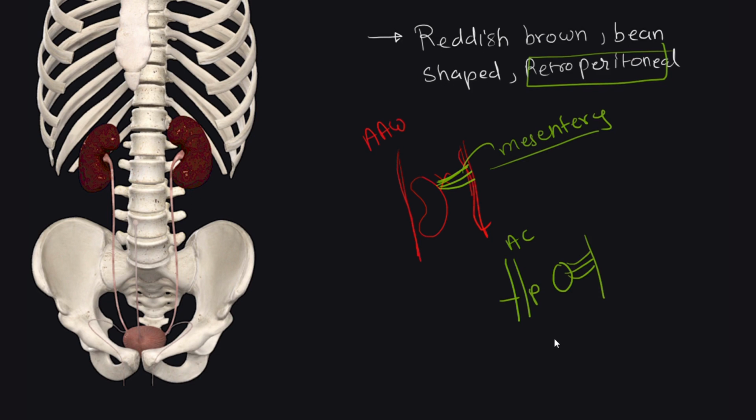Organs that fall into this category include the pancreas, then we have the kidneys, we have the ureters, and sometimes the ovaries too. There's a list of organs that we're going to be looking at later, but just keep in mind the right definition for a retroperitoneal organ.